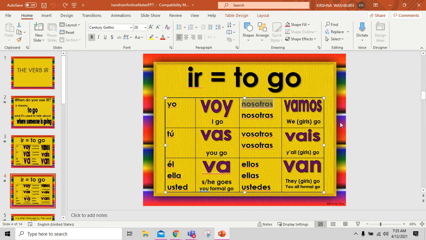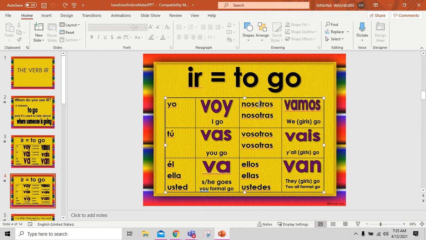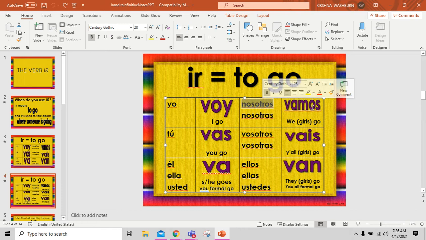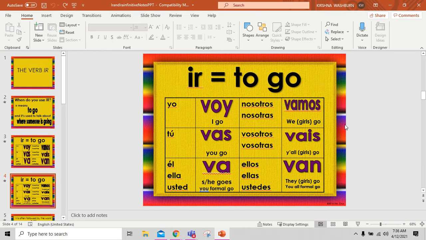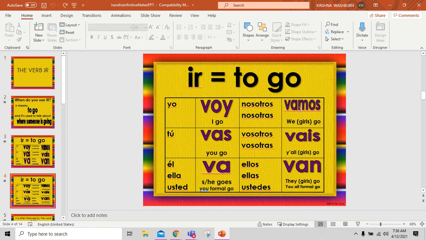Okay, same thing on the other side. We just have our different subject pronouns and different forms or conjugations of the verb. So when we just say vamos, it just means we go or we girls go. We don't know the subject pronoun yet. So when we say nosotros vamos, we go. When we say nosotras vamos, we girls go.